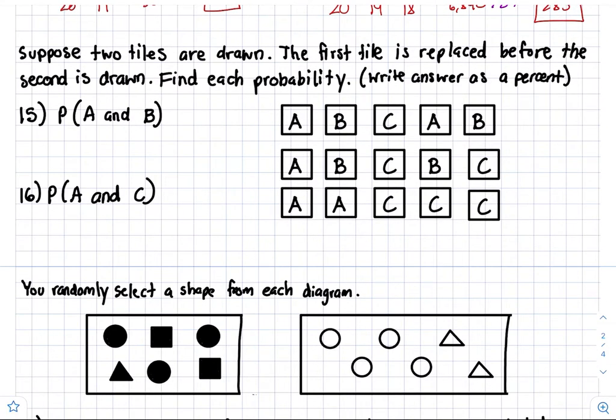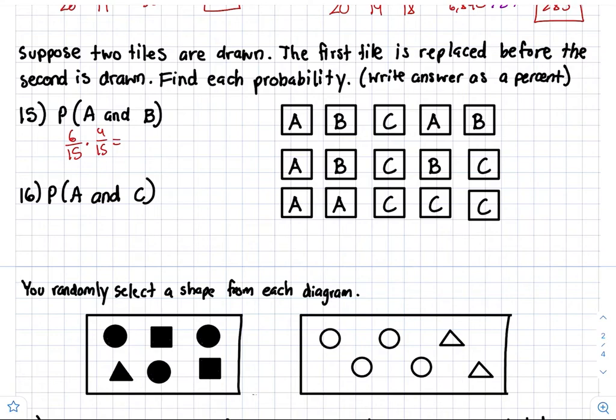Alright, here. Suppose 2 tiles are drawn. The first tile is replaced before the second is drawn. So that means this is with replacement, which means you guys put it back. So the probability of getting an A, you guys, is there's 15 total. And there's 6 A's, so 6 out of 15, times, we put the tile back, probability of getting a B, 4 out of 15.